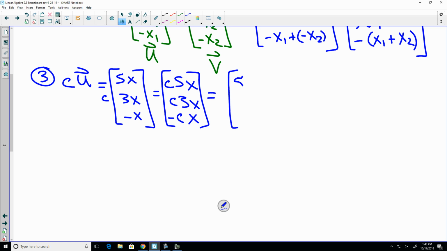So this is 5 times C times X. X is any number and C is any scalar, which basically means they're kind of the same thing. They're both arbitrary numbers. So C times X is an arbitrary number, so it's one of those. It's the same type of vector. And so this one is a subspace.